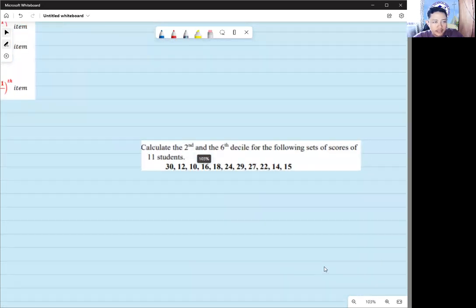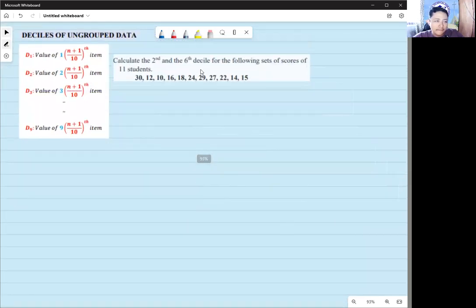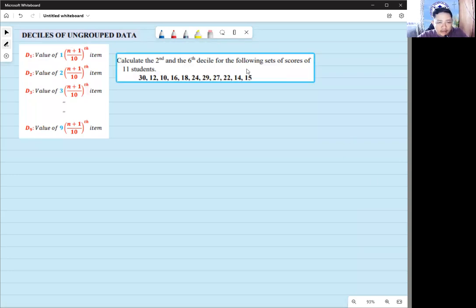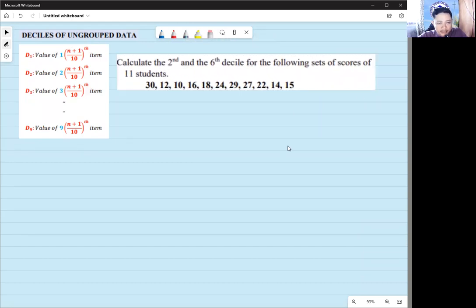Okay, so that we are guided and we know which decile we are solving for. Calculate the second and the sixth decile for the following set of scores of 11 students. The scores of these 11 learners are 30, 12, 10, 16, 18, 24, 29, 27, 22, 14, and 15. Okay, so there are 11.